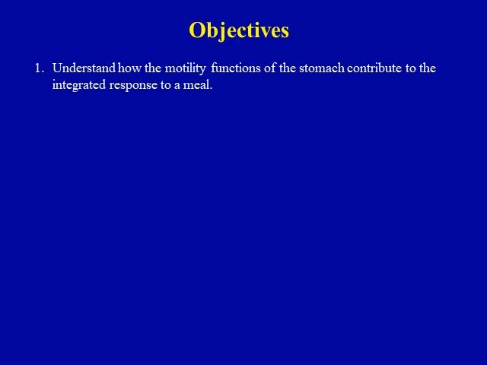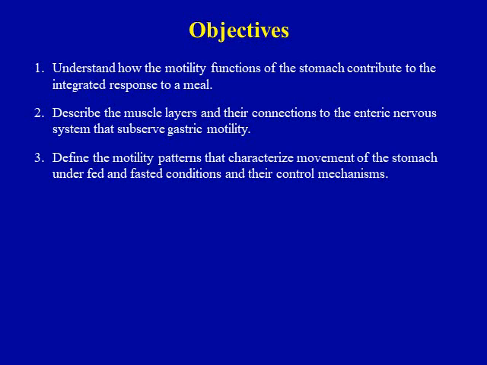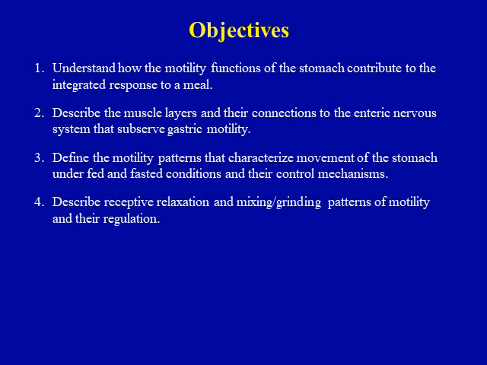Now let's go to gastric motility. The objectives of this part of the lecture are to understand how the motility functions of the stomach contribute to the integrated response to a meal, describe the muscle layers of the stomach, their connections to the enteric nervous system that control gastric motility, and define the motility patterns that characterize movements of the stomach under fed and fasted conditions. By fasted conditions, we mean the interdigestive period, the period between meals, and their control mechanism.